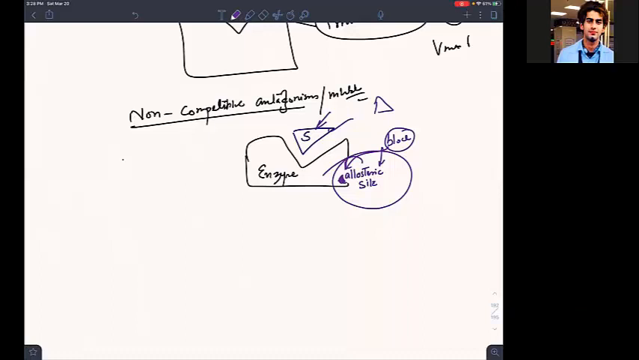Your Km will not be affected, but your Vmax will decrease because I am blocking at a different site. Are we able to understand? There should be a crystal clear concept with this. This is so easy. The things have to be understood in the way they are written in the books. Are we able to understand, guys?